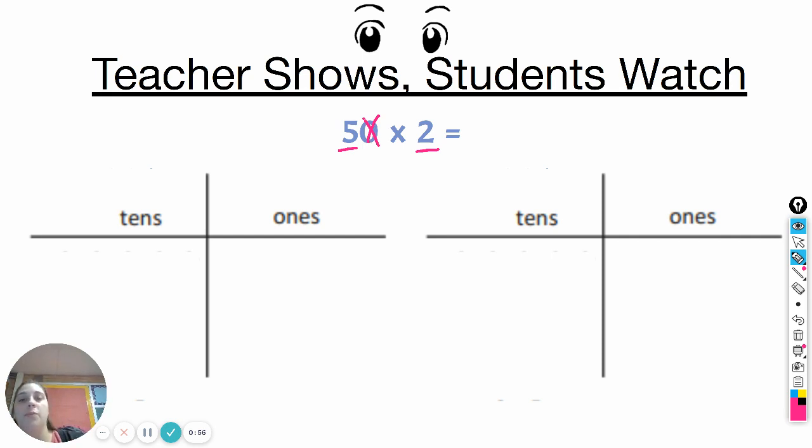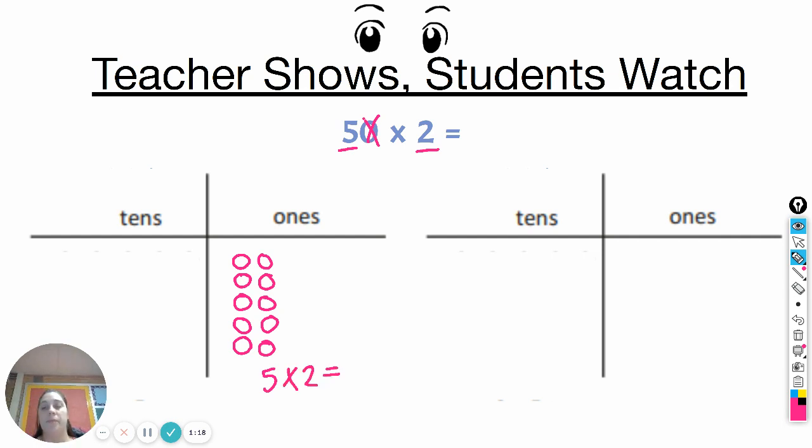We're just going to do 5 rows of 2. 1, 2, 3, 4, 5. There's my 5 rows with 2 in each row. So this is 5 times 2. And I can count by 2s. 2, 4, 6, 8, 10. 5 times 2 equals 10. But our equation is not 5 times 2, it's 50 times 2.